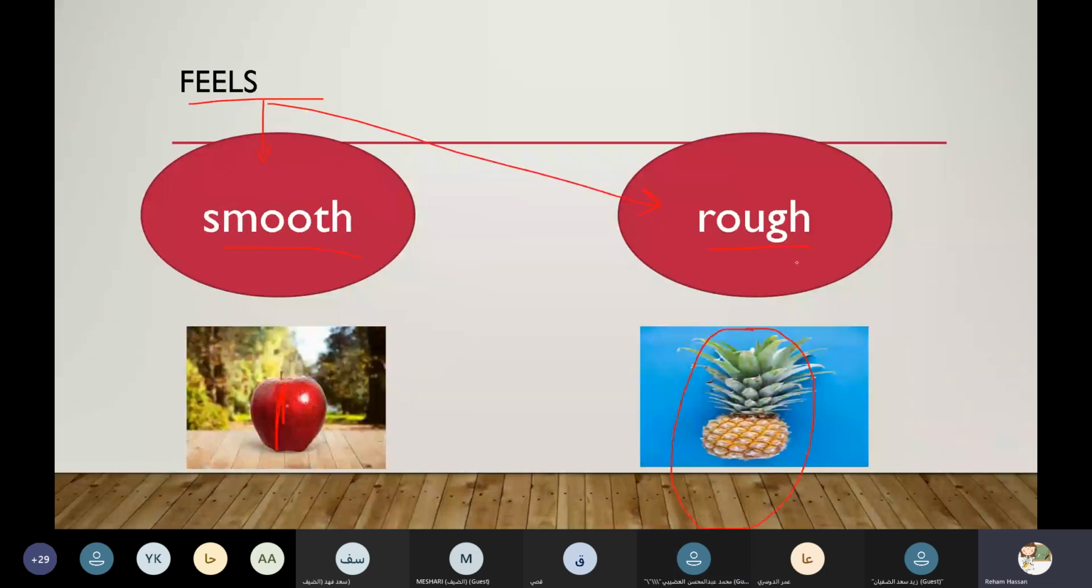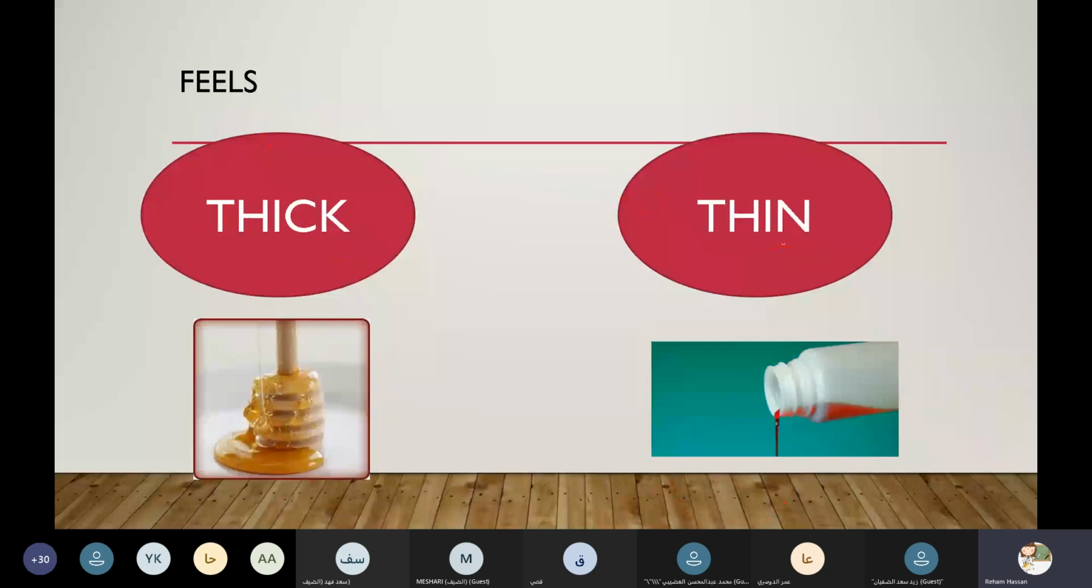So some matter feels smooth, others are rough. And some feels thick. Look how it's thick. This liquid is thick. It's thick like the honey. But others are thin. Okay, like this juice. It's thin liquid. Okay. Yes, Muhammad.